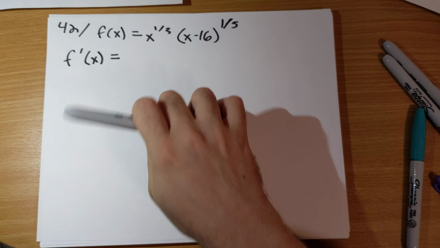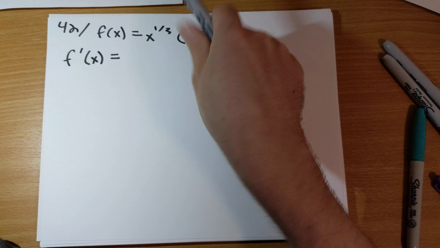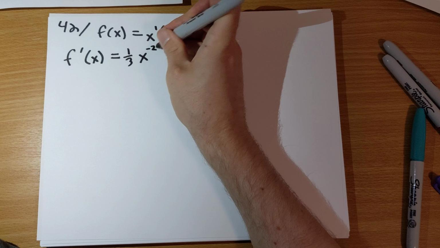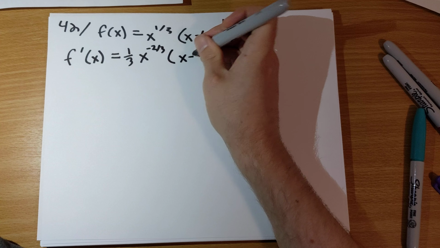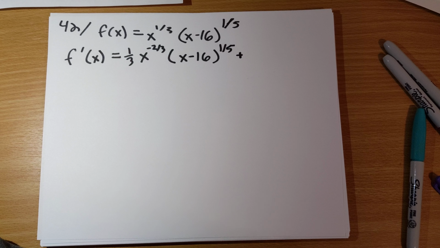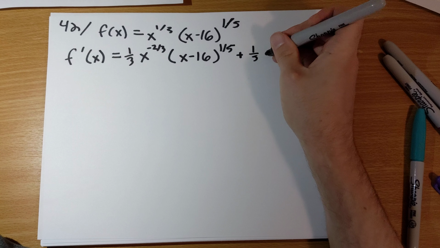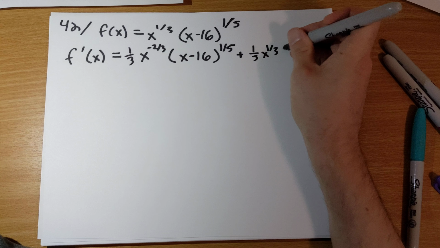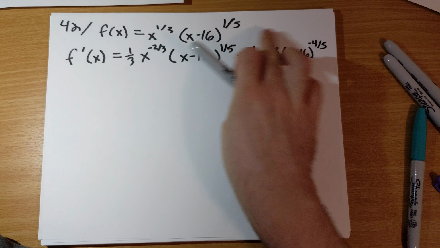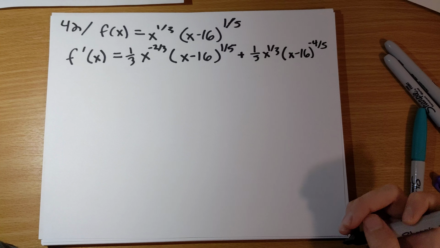We'll need to use the product rule. So it's going to be the derivative of this times this. So that's 1/3 x to the 1/3 minus 1 is negative 2/3 times (x minus 16) to the 1/5 power, plus we have to do this times the derivative of this, so that would be 1/5 x to the 1/3 times (x minus 16) to the negative 4/5 power. 1/5 minus 1 is negative 4/5. Okay, so this is our derivative here.